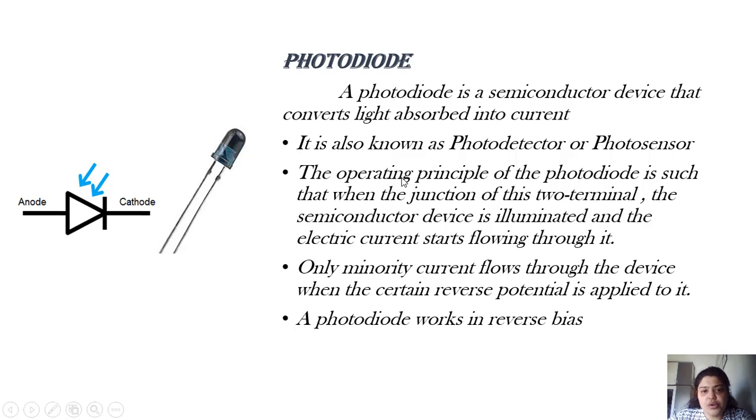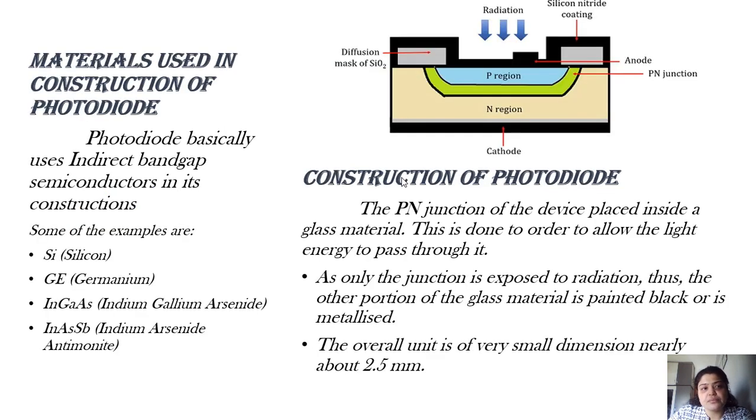The operating principle of a photodiode is such that when the junction of this two-terminal semiconductor device is illuminated, what is the meaning of illuminated? Light is incident. The electric current starts flowing through it. Only the minority current flows through the device when a certain reverse potential is applied, because you all know that a photodiode always works in reverse bias. In the next slides, we'll see how exactly it works.